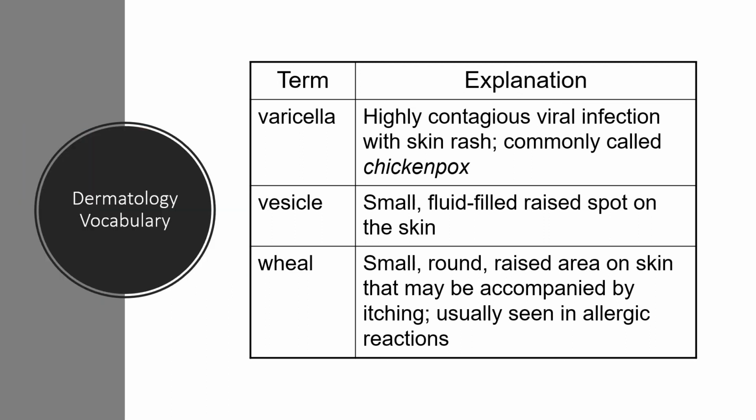A vesicle is a small fluid-filled raised spot on the skin. A wheal is a small round raised area on the skin that can be accompanied by itching. And this is usually seen in allergic reactions.